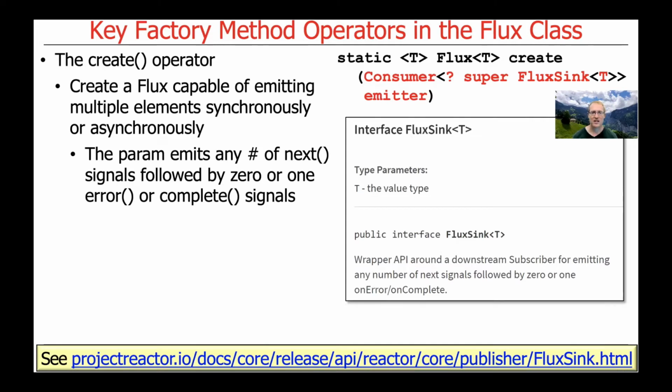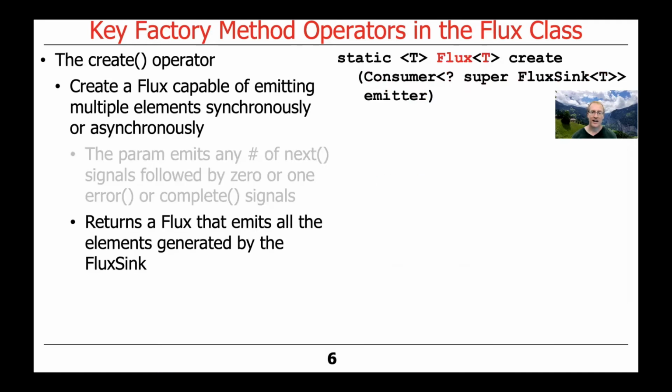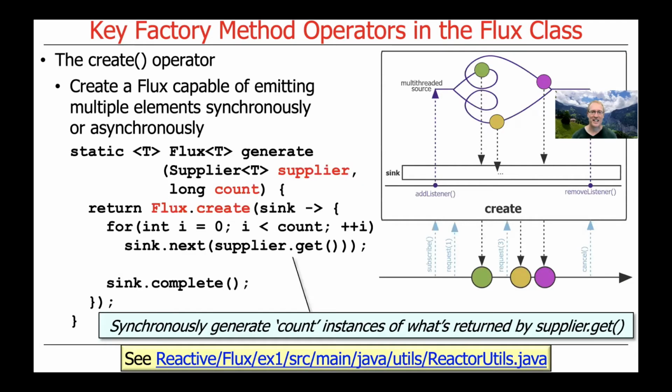But what's a FluxSink? A FluxSink is a wrapper API around a downstream subscriber that can be used to emit any number of next signals followed by 0 or 1 error or complete signals. The create method returns a flux that emits all the elements generated by the FluxSink. This is probably a bit confusing at this point, so let's take a look at an example to see if we can make it a bit more coherent.